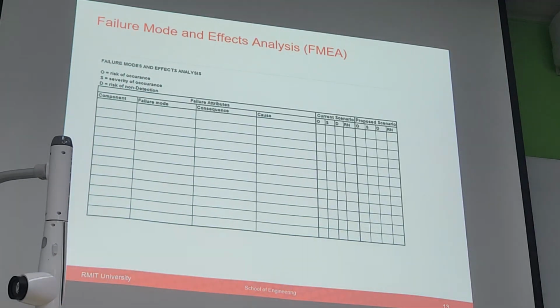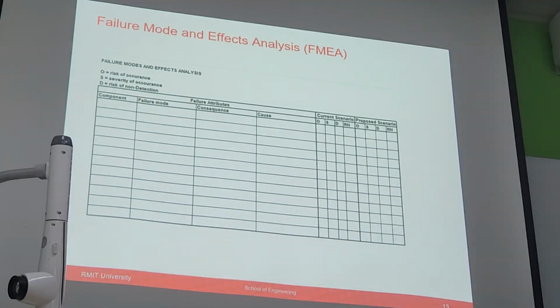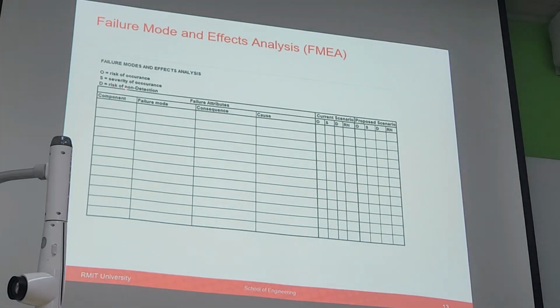Then the severity of the occurrence, we call it S. And the risk of non-detection, maybe you cannot detect something, what is the risk of that? We call it D. So for the multiplication of OSD, we put O here, S here, and D here, and the multiplication comes here. If we consider each is 10, RN is 1000. Is that correct? Okay.